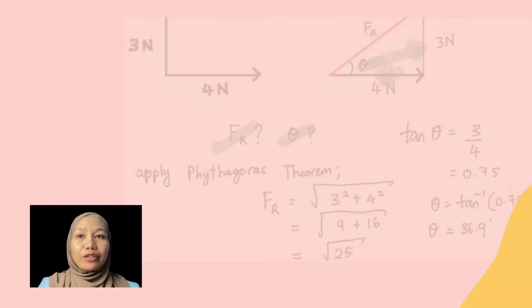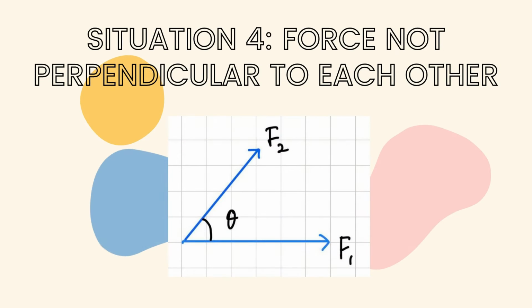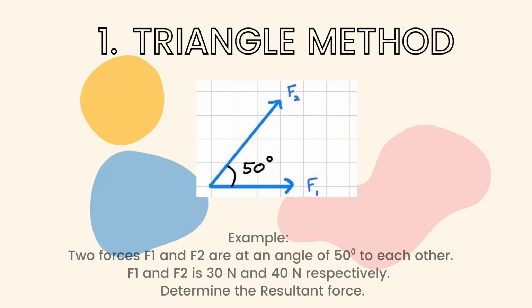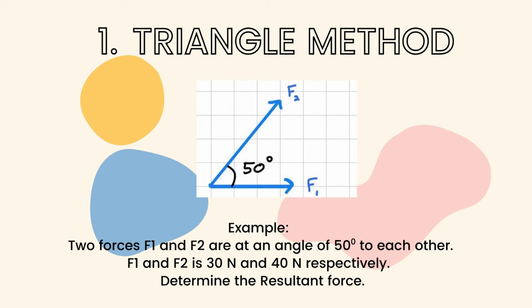Situation 4, forces which are not perpendicular to each other. There are two ways to determine the resultant force for forces which are not perpendicular to each other. The first one is through the triangle method. For example, look at the diagram here. There are two forces, F1 and F2, which are at an angle of 50 degrees to each other. F1 and F2 are 30 Newton and 40 Newton respectively.